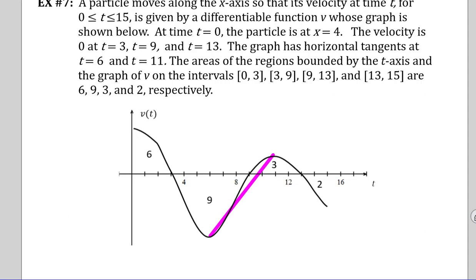Okay, and that's about it, right? So it looks like we're going to only have that positive acceleration from 6 to 11. Okay, and remember they gave us really careful information about where we had those horizontal tangent lines at 6 and 11, so I can know that it's exactly happening. It's changing from increasing to decreasing at exactly those points.